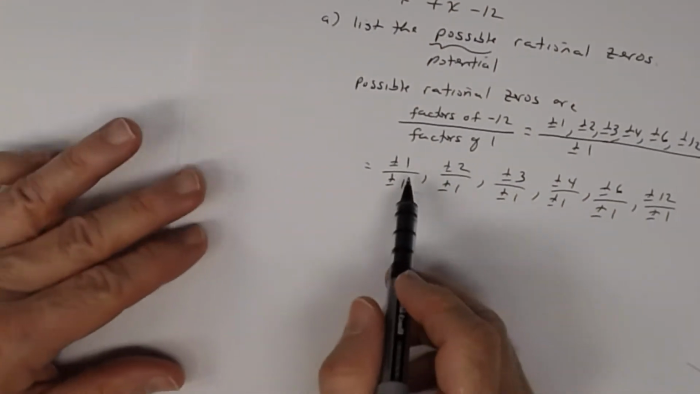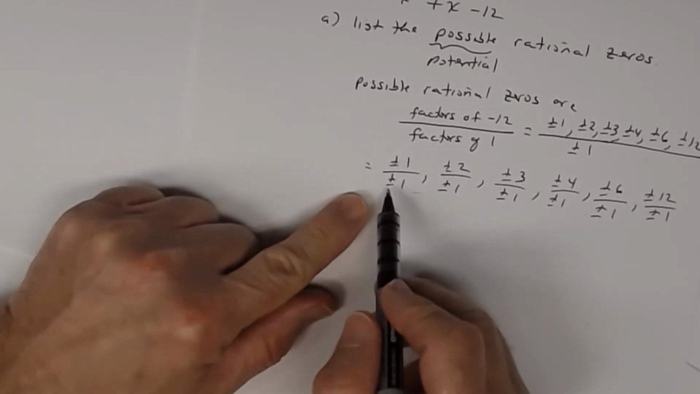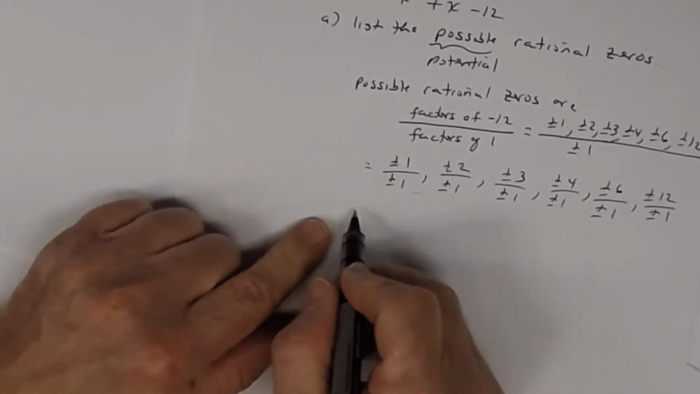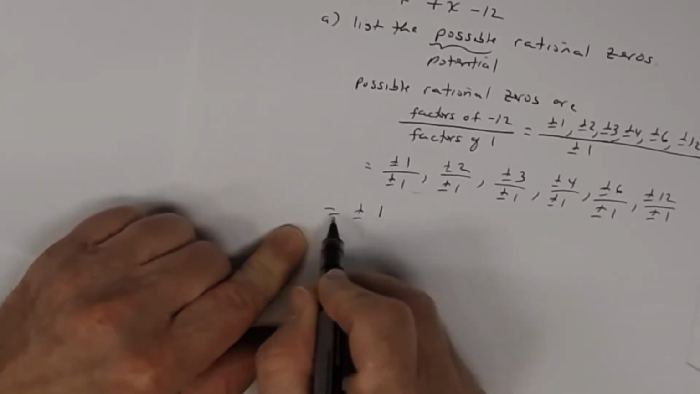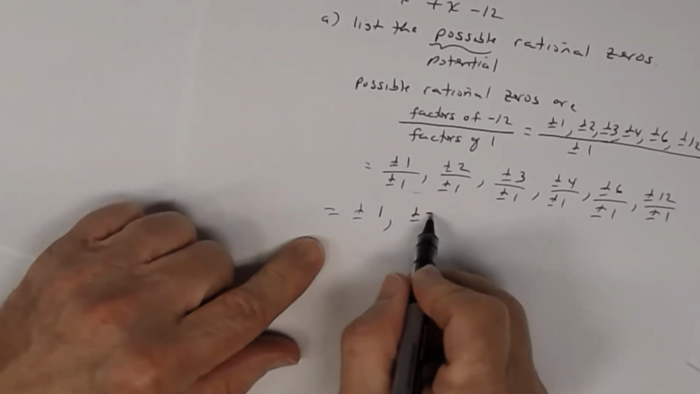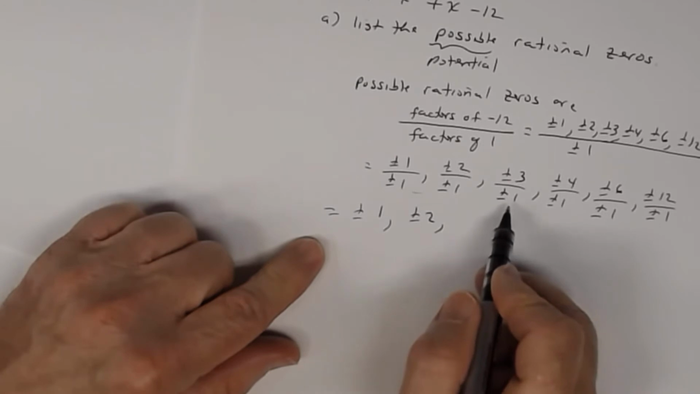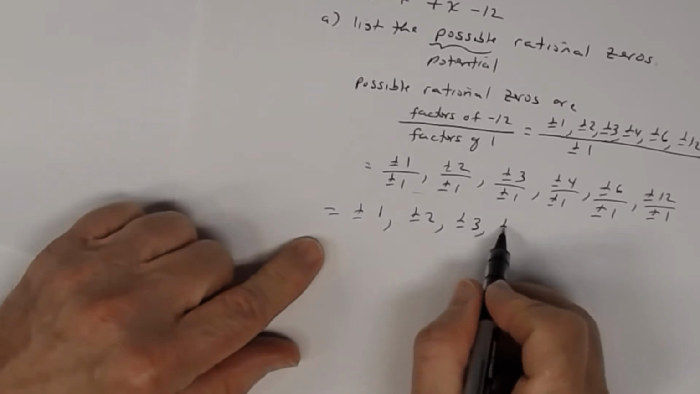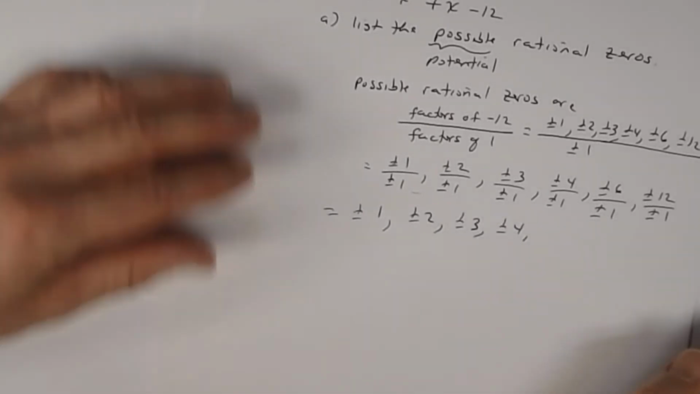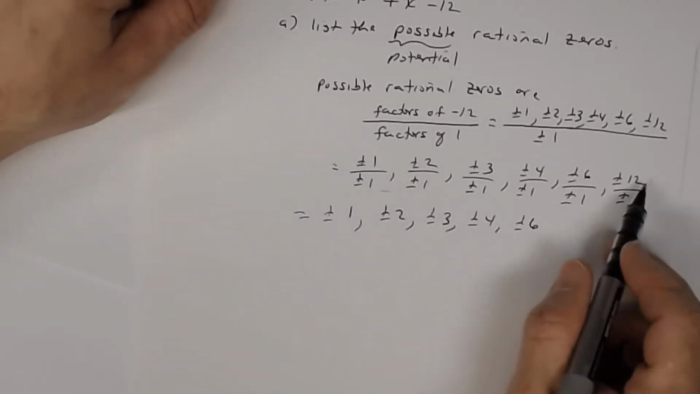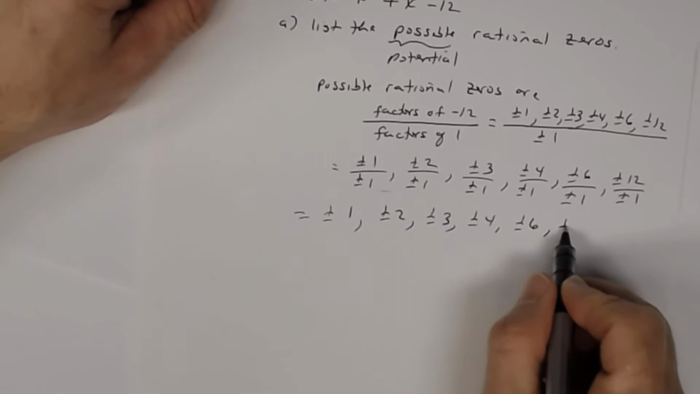Now, let's go back to this. So a plus or minus divided by plus or minus is plus or minus, right? And 1 divided by 1, reduce it, that's just 1. So I need you to say this is just plus or minus 1. 2 divided by 1 is 2, so plus or minus 2. 3 divided by 1 is 3, plus or minus 3. 4 divided by 1 is 4, plus or minus 4. 6 divided by 1 is plus or minus 6. 12 divided by 1 is 12, so you get plus or minus 12.